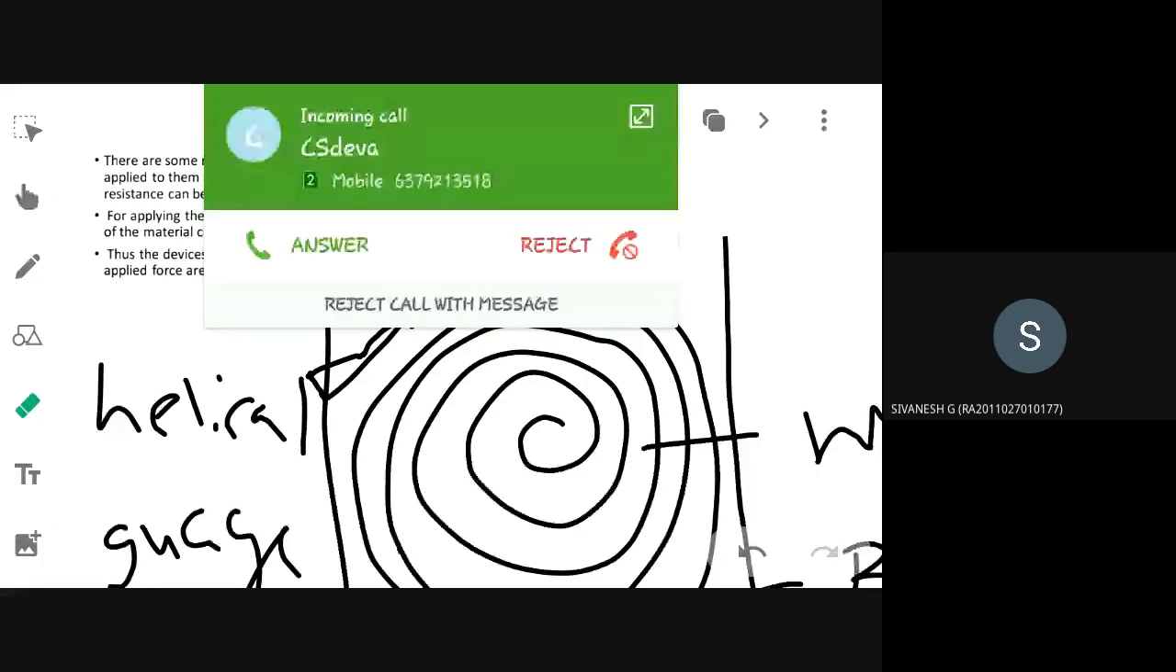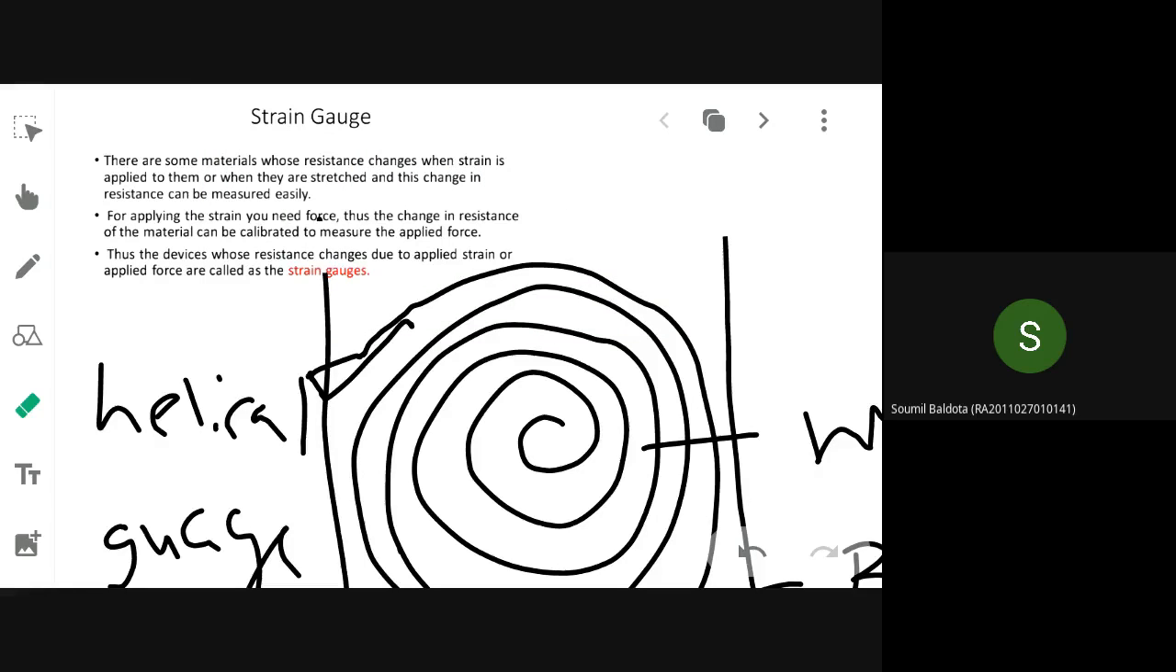Transducer. So what are transducers? They convert one form of energy to another form. If it is being converted to electrical form, what is the name of the transducer? Electrical transducer. Suppose if it is converted to any other form, it will be called a non-electrical transducer. Apart from this category, what are the other ways in which you can do the classification of a transducer?